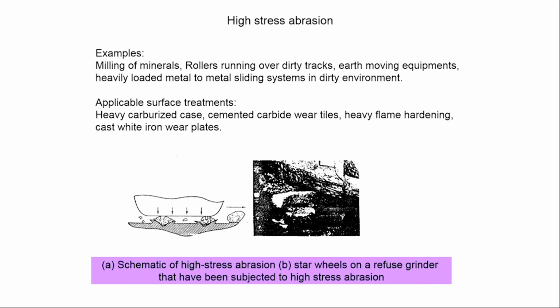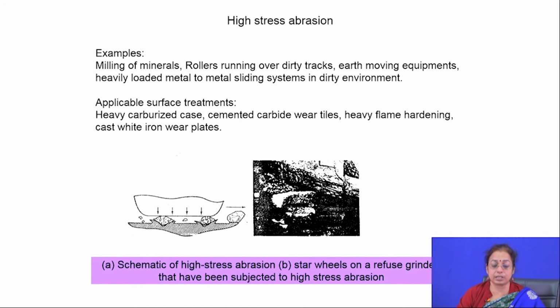Now, the next kind of abrasive wear is high stress abrasion. So, as I mentioned, the difference between low stress and high stress abrasion is that in low stress abrasion the stress level is below that of the yield strength, and in high stress abrasion the stress level is higher than that of the yield strength of the component. So, when the stress level is higher than the yield strength of the component, what happens? Naturally, there is another phenomenon which plays an important role, that is deformation of the surface. So, deformation plays a very important role.